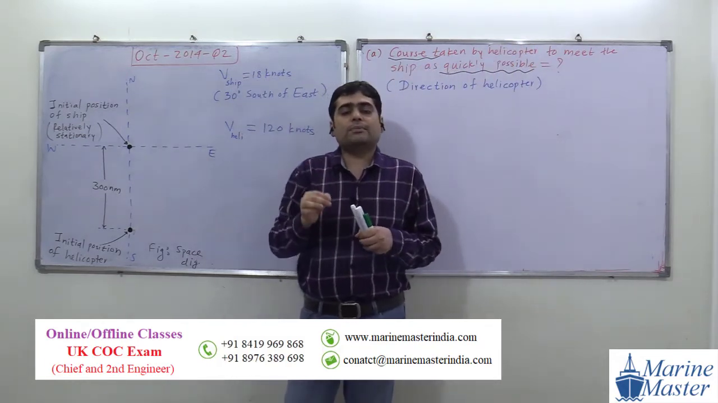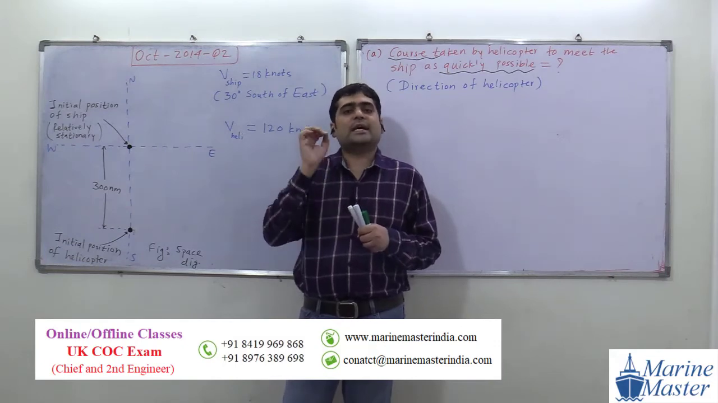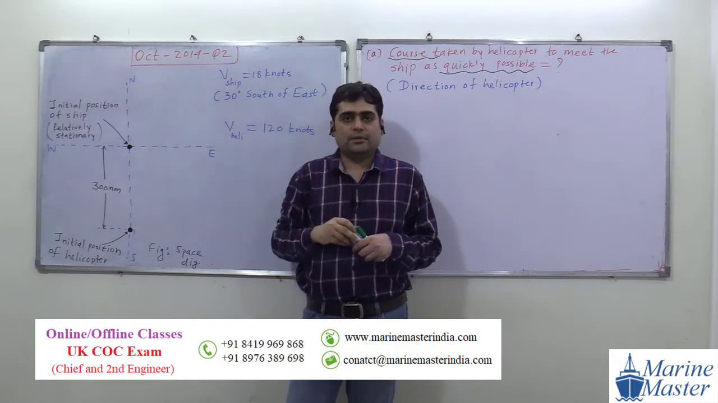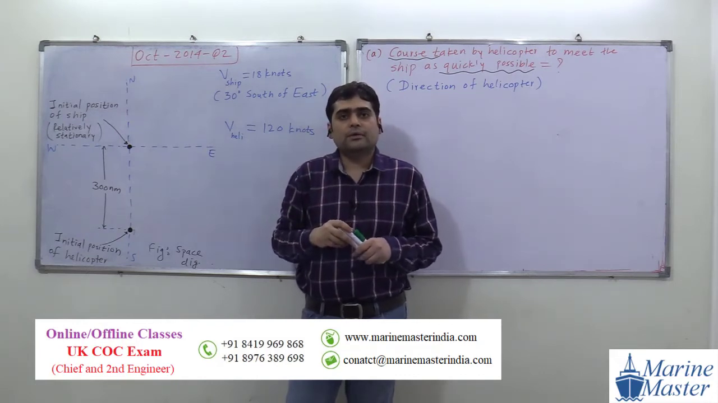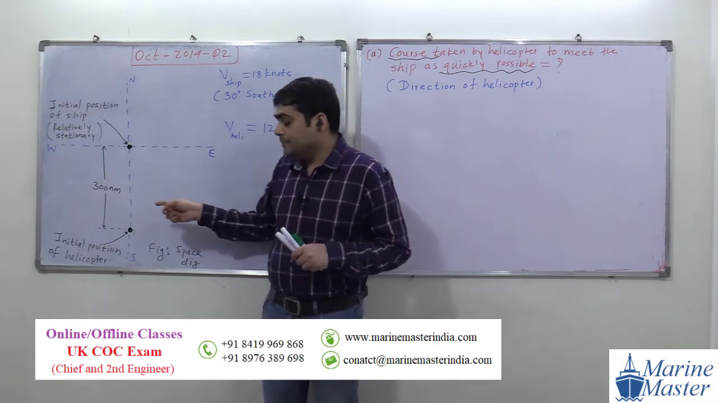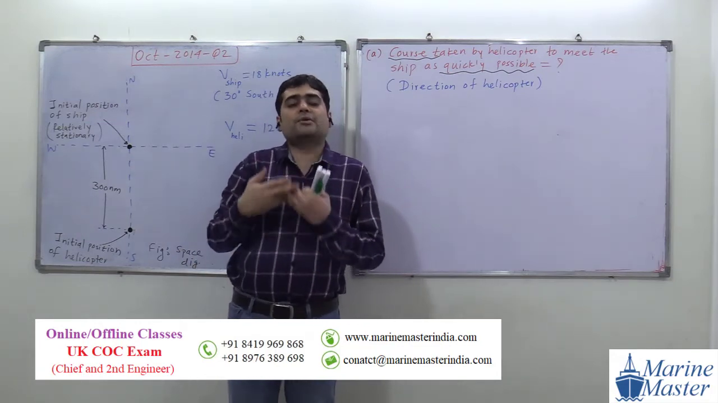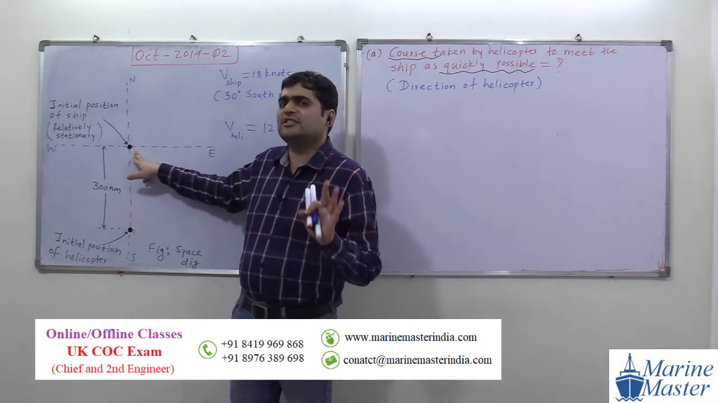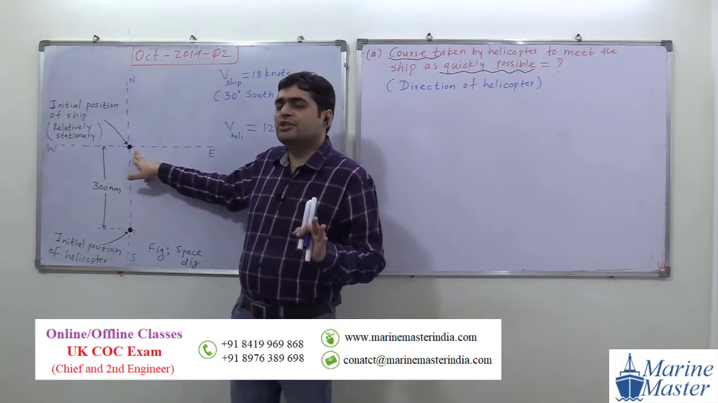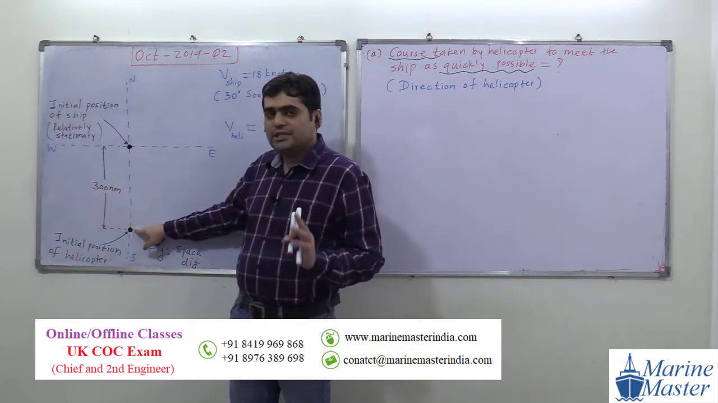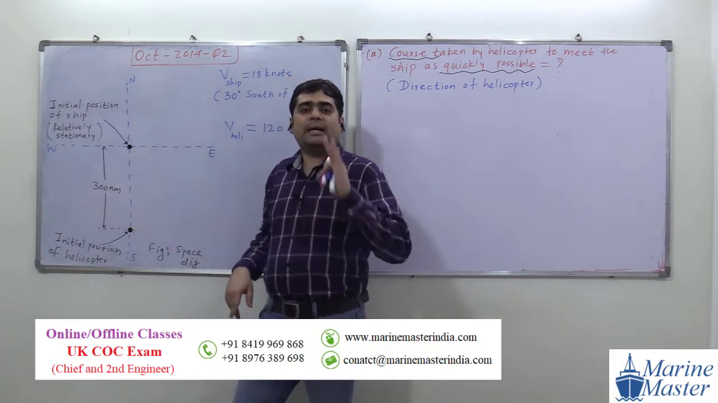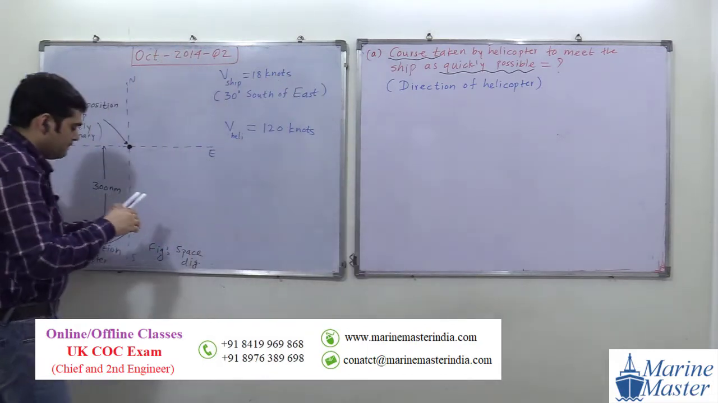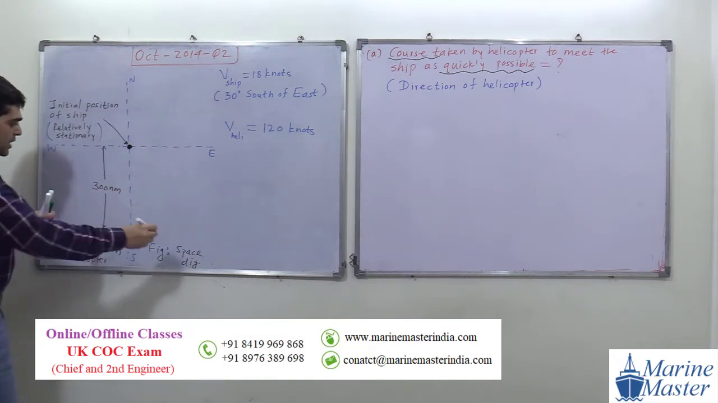So if the helicopter wants to meet the ship as quickly as possible, then how should the path be? Suppose the ship is relatively stationary here, just we are assuming, and the helicopter is here. Which path should be taken by the helicopter to meet the ship at this position? It should be a straight path, guys.